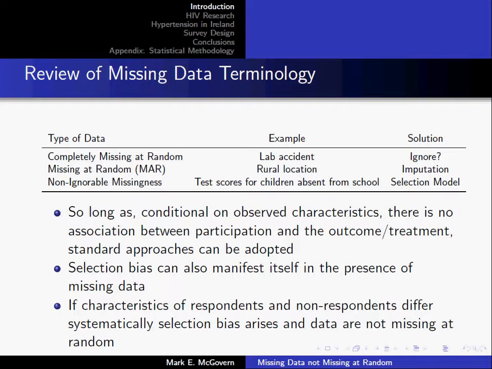If your data are like that, you can potentially ignore the problem, so you can just analyze the data set using the information that you have. Now that's not efficient, you should probably impute, but if you do ignore it, it's not going to bias your point estimates.